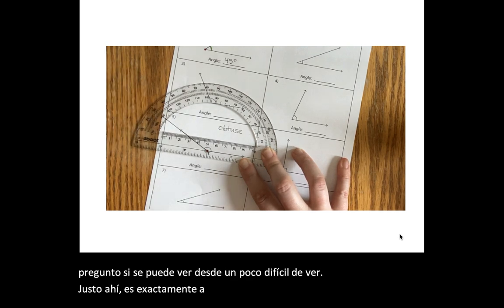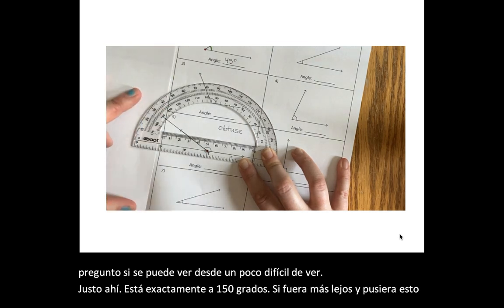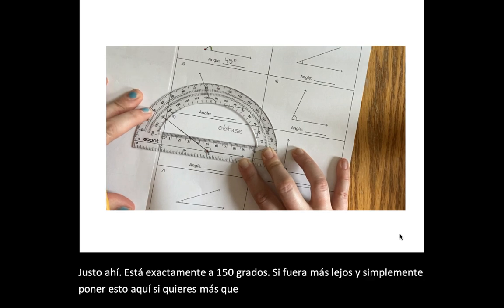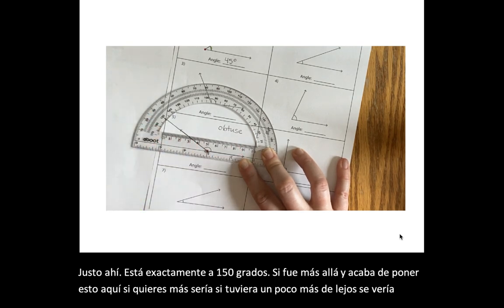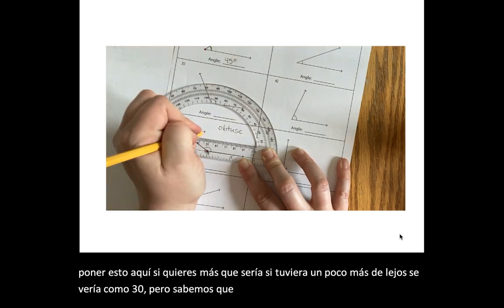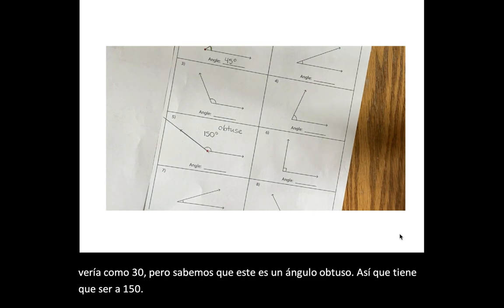If it went any further, if I had it a little further, it would look like 30, but we know that this is an obtuse angle, so it has to be 150 degrees. So that is our angle.